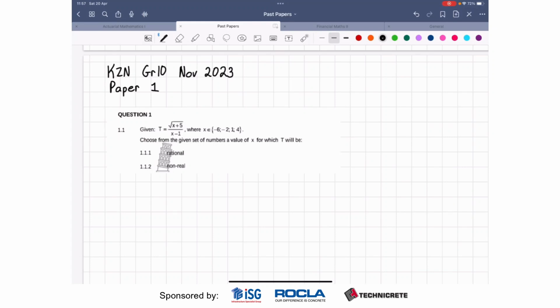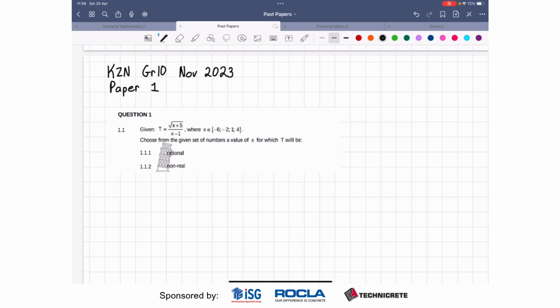KZN Grade 10 November 2023, and this is paper 1. So for question 1, we're given this expression for t. It says t is equal to the square root of x plus 5 divided by x minus 1, and we're told that x is a number from this set: minus 6, minus 2, 1, or 4.